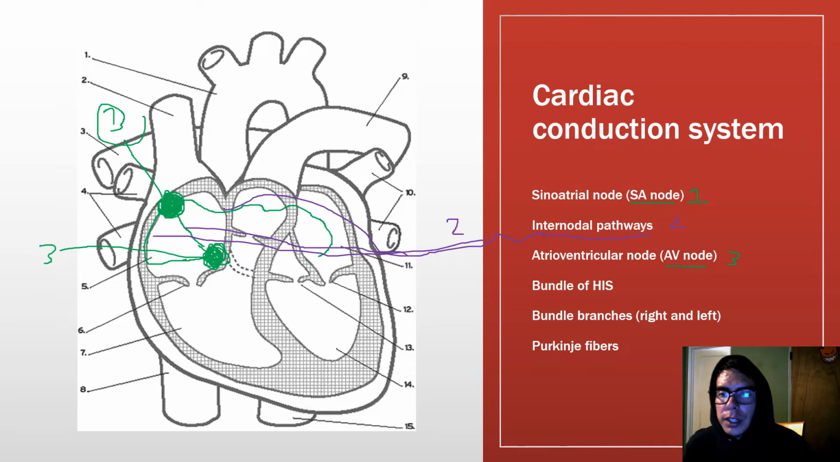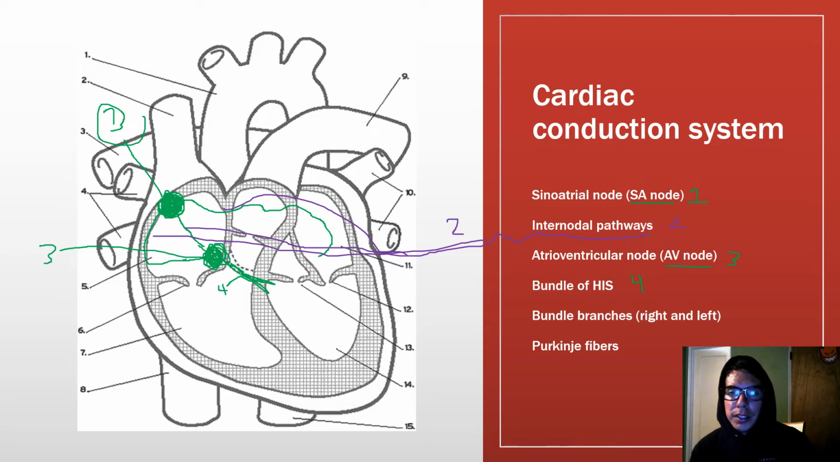So AV node, atrioventricular. So that slowing of the impulse as it goes through that node, the AV node, allows for the atria to finish contracting and finish getting that extra blood down into the ventricles. Then from there, it'll go out of the AV node through this thicker electrical pathway that crosses over here. And this pathway, number 4, is called the bundle of His.